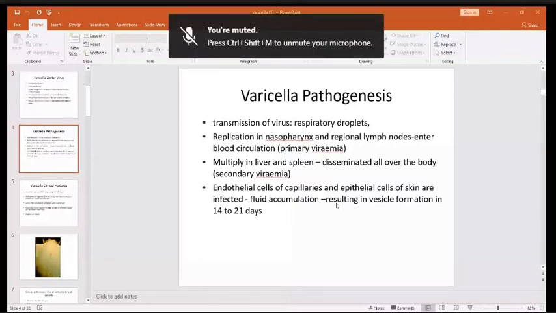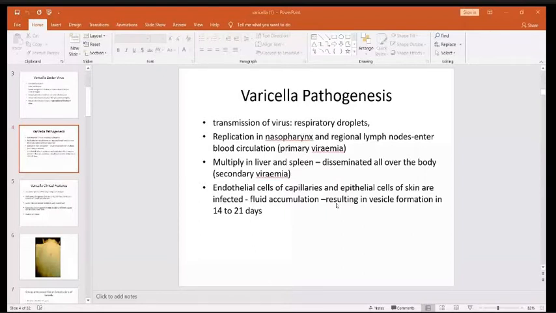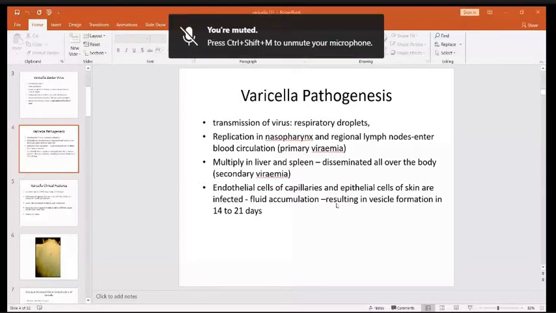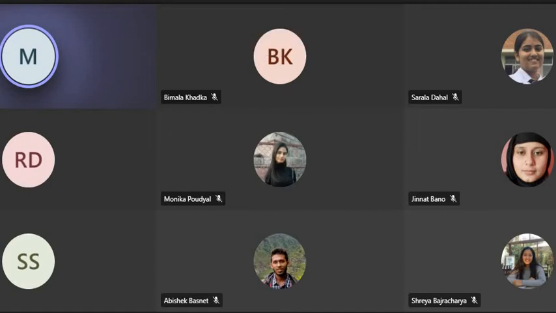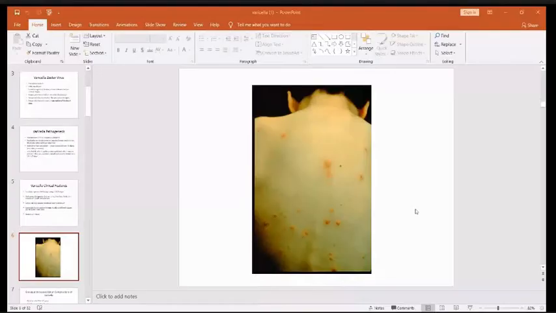I need to show you the lesion. Okay, and so they may even rupture and form scabs. So at one time you can see a variety of lesions, either a macule, or a papule, or a vesicle, or even a pustule or scab formation. So that is the lesion of chickenpox.